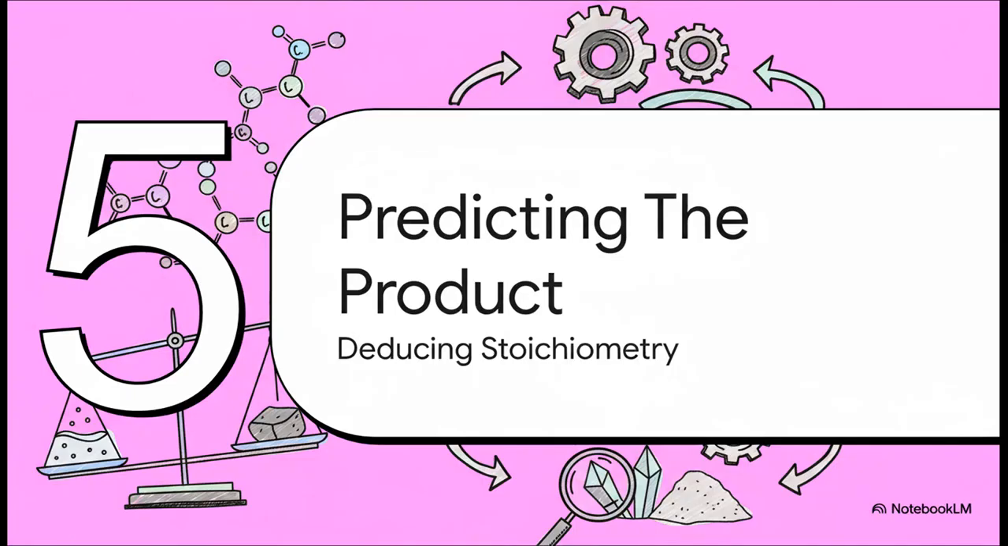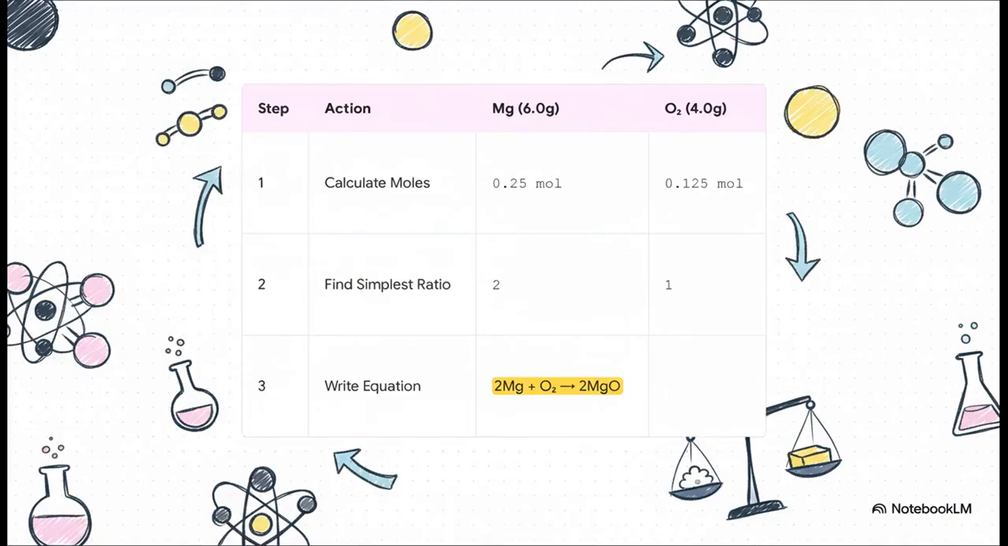Okay, but what if you don't even know the recipe to begin with? This right here is where the mole concept is just amazing. We can use the exact same logic, but backwards, to figure out the chemical equation just by weighing stuff. Check out how this works. Let's say we do an experiment and find that 6 grams of magnesium reacts with exactly 4 grams of oxygen. Step 1, you guessed it, we convert those masses to moles. That gives us 0.25 moles of magnesium and 0.125 moles of oxygen.